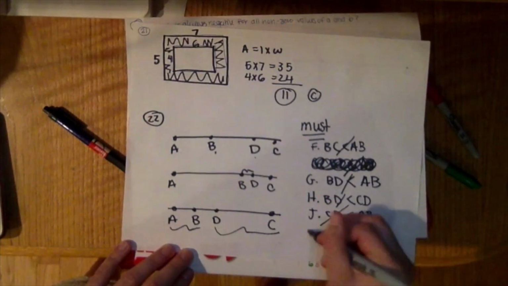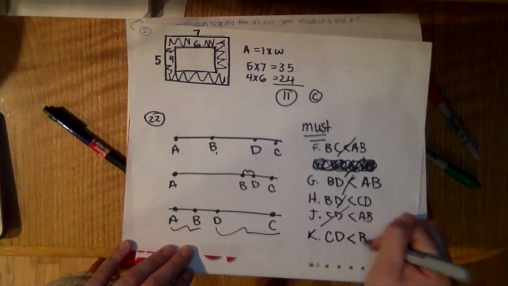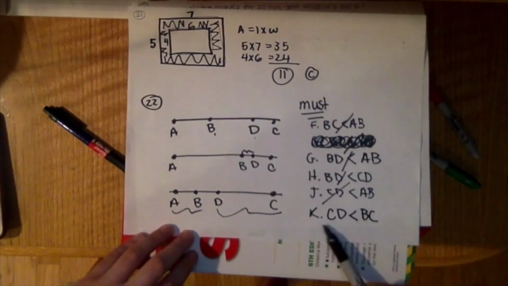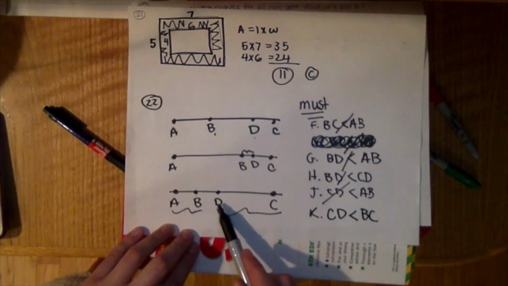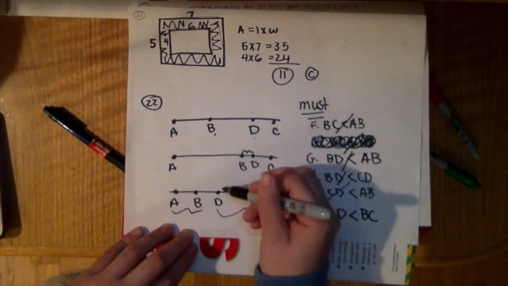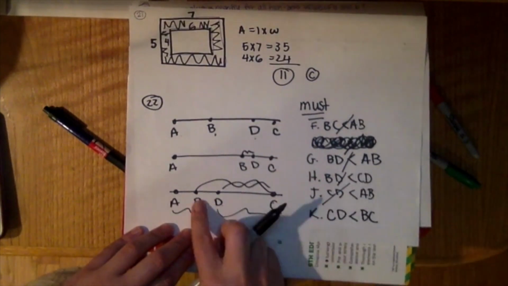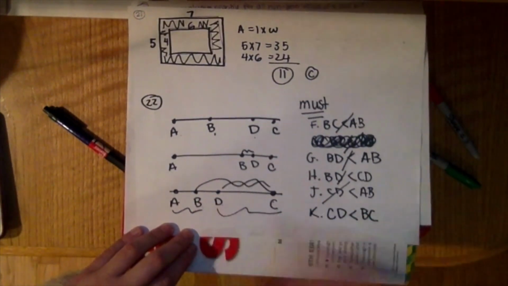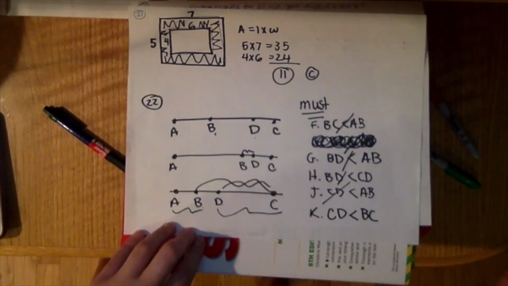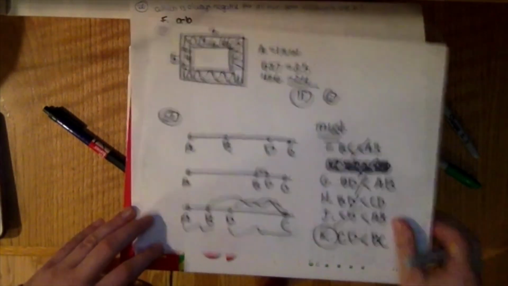So that leaves us with one option. Let's go ahead and make sure that that is our correct option. CD is less than BC. Automatically we can see that this is true because D is in between points B and C. So CD is always going to be less than the distance of BC because B is always farther from D than C. You can look at our other examples here, and that's going to hold true in general. So the correct answer there is K. Let's go to number 23.